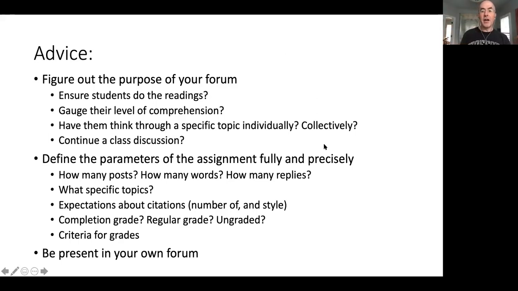And then you need to be careful about setting up the parameters of the assignment. My default is describing things as fully as possible so students know what they're doing. How many posts are you expecting? How many words should those be? They don't have to be super long. The way I typically use them, they are pretty long, but they don't have to be. They can be quick. How many replies are we going to require? What are the specific topics you want them to write about, if there are any?